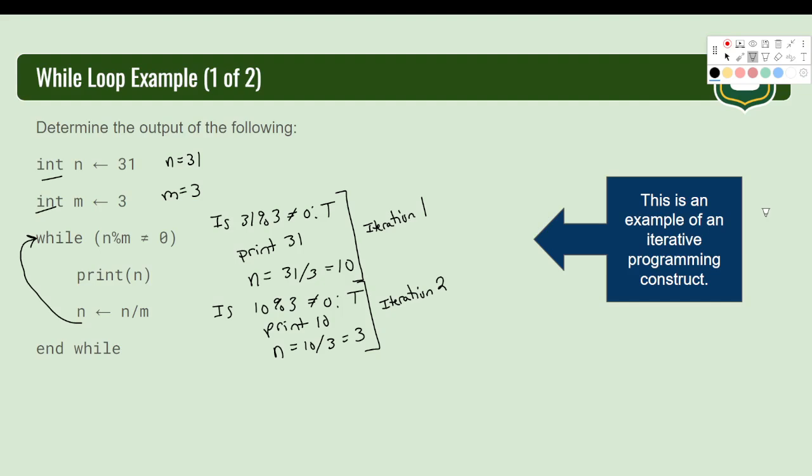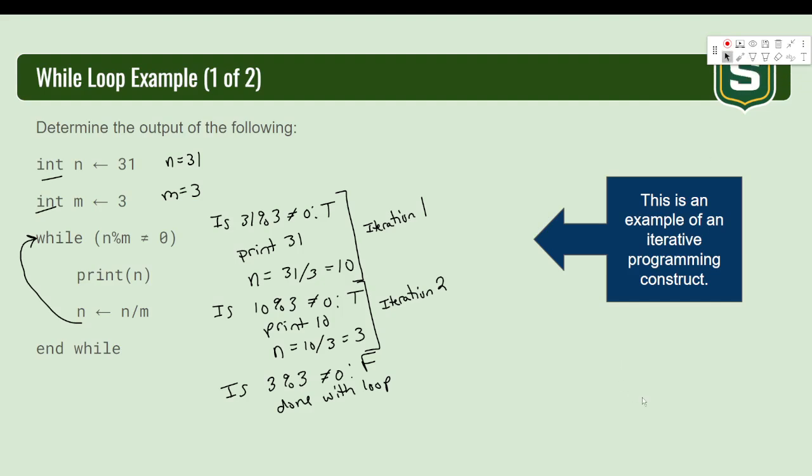And then it's going to loop back up. So it's going to keep doing this until that condition is met. So let's see. I hope I don't run out of room here. Is 3, oh no, we're good. Is 3 mod 3 not equal to 0? 3 mod 3 is 0 because 3 goes into 3 one time with a remainder of 0. So this is now false, which means we're done with the loop. There's no other iteration. So this only iterated twice.